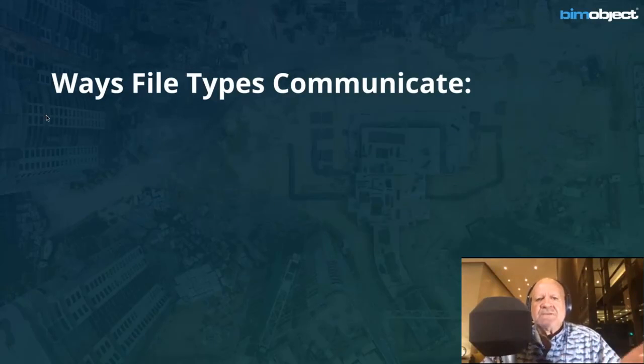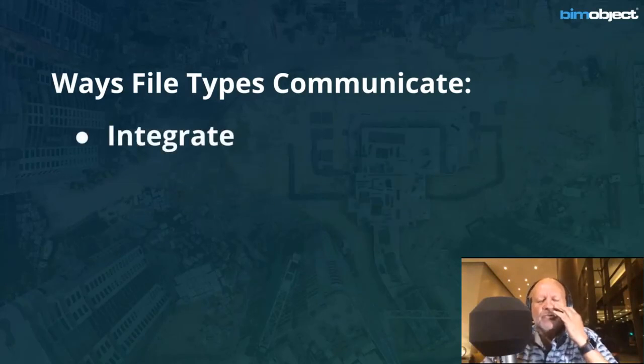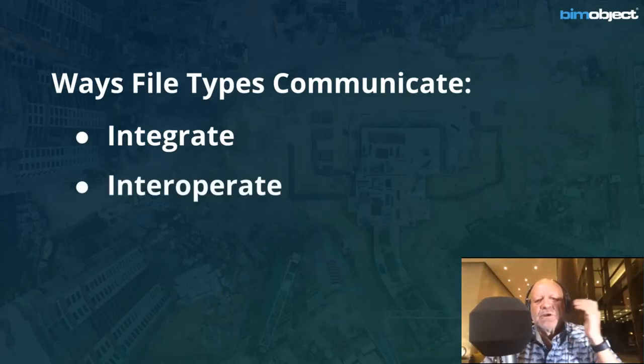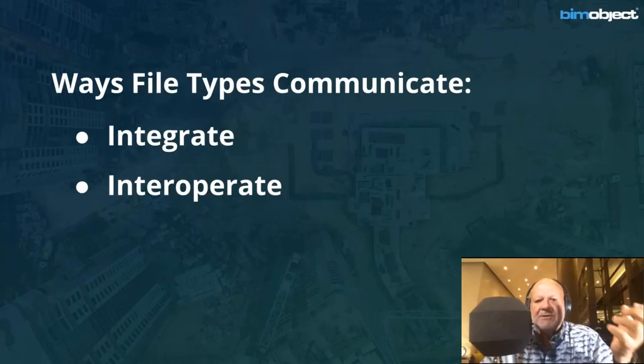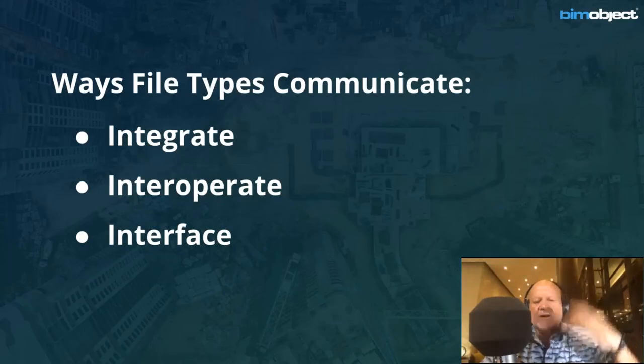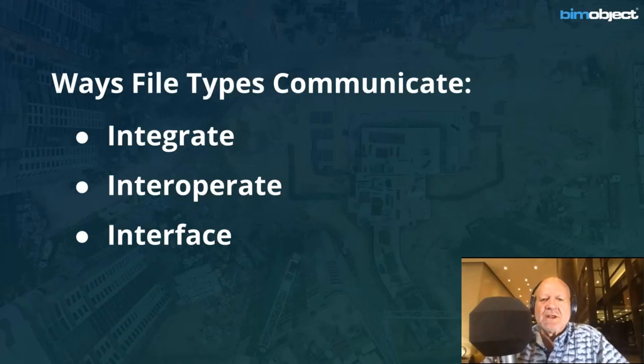So how do these file types communicate? I've always looked at this, and this is a little bit of a Steve perspective here, because a lot of these words get used interchangeably, though they're really not. So files can be integrated. They can be integration within a specific piece of software. They can be interoperable or interoperate, and they can also interface. All these are a continuum of how closely they're related and how they work together.